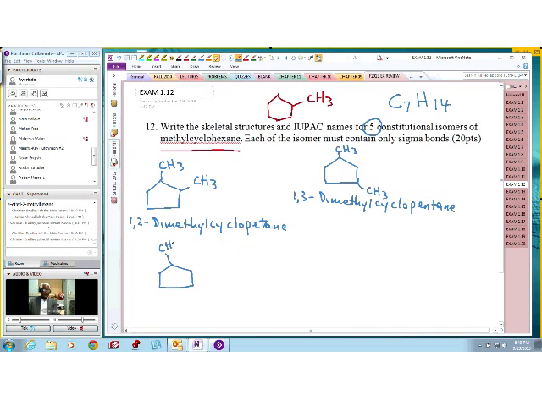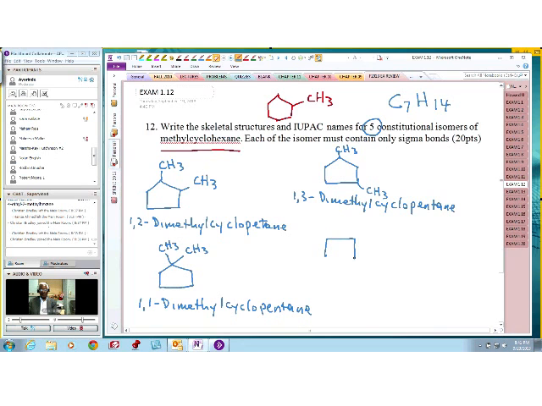Supposing I have a methyl here, and another methyl here. In that case, this becomes 1,1-dimethylcyclopentane. Okay, now I will also have this.